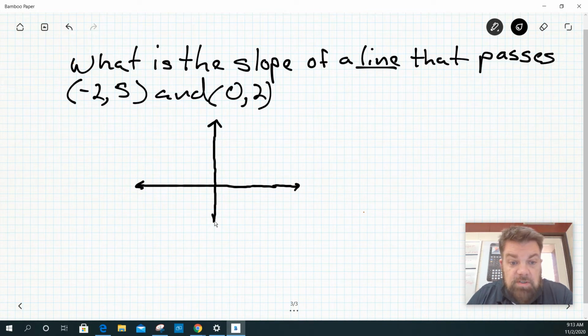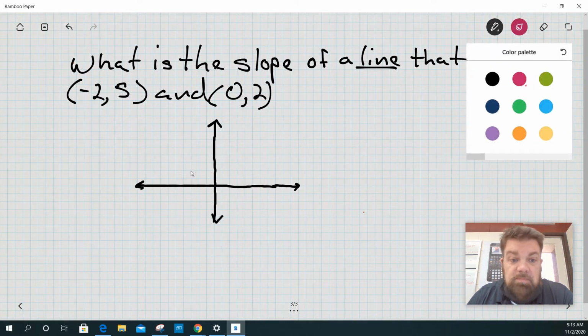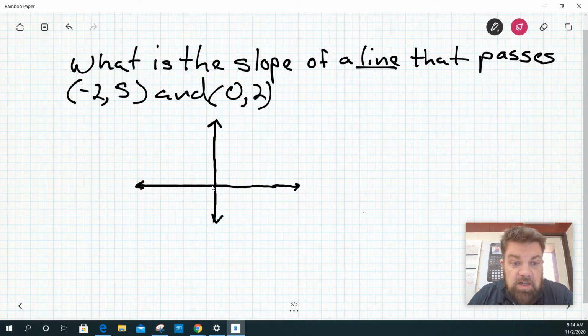And we're going to do this in 2 steps. So the first thing that I'm going to do is I'm going to graph this. So if I go -2, that means I'm going to go 1, 2 in the negative x direction. Then I'm going to go up 1, 2, 3, 4, 5. Okay, that's the point (-2, 5).